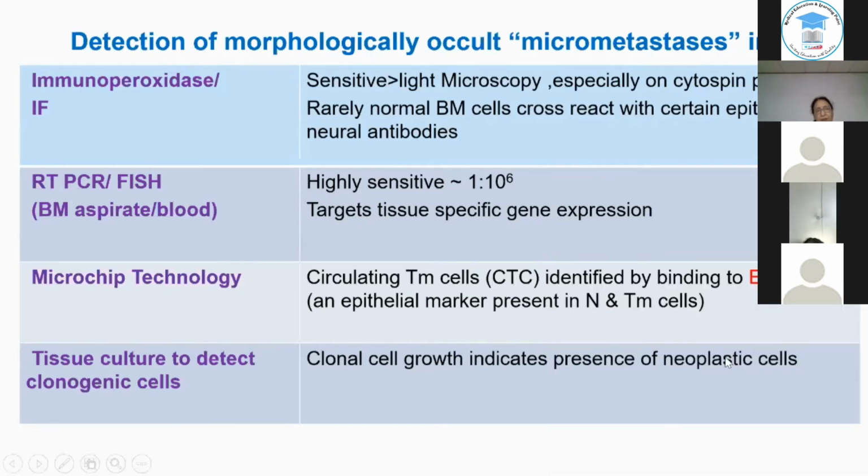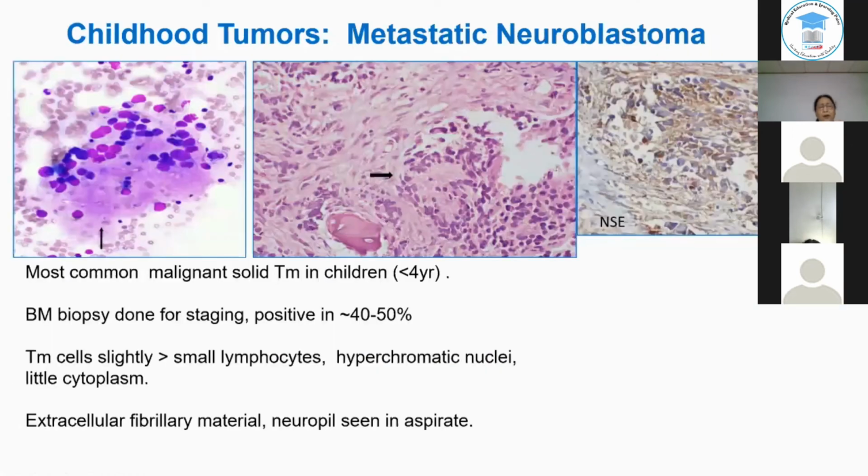Then flow cytometry may also be used for circulating tumor cells, which is now a very new thing. And tissue culture may also be used to detect clonogenic cells. Now I will talk about certain common tumors metastasizing to the bone marrow.